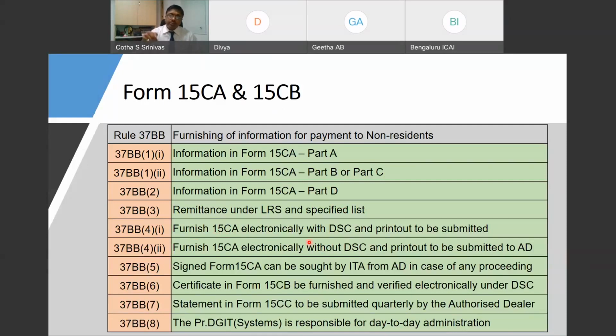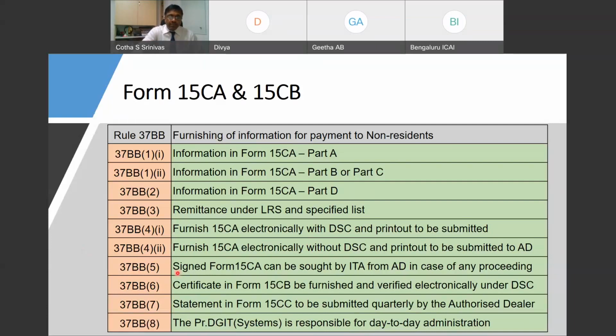So both the forms should be submitted electronically, and while submitting to the bankers, either they can sign digitally using the DSC, or they can take a printout, sign physically, and give it to the bankers.